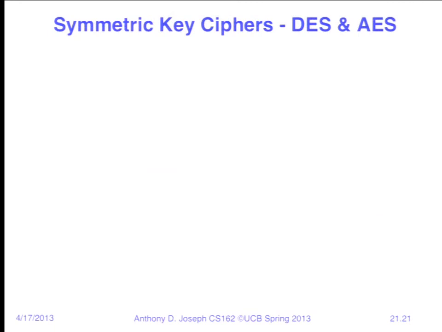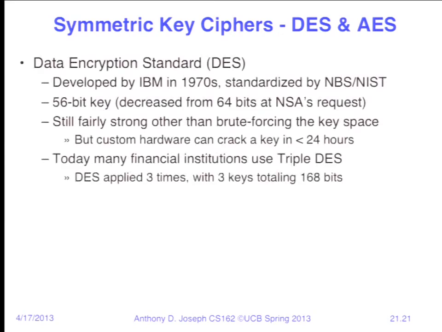Of all of the algorithms out there, the most common one is the Data Encryption Standard. It was developed by IBM in the 1970s and standardized by the then National Bureau of Standards, which is now known as NIST, the National Institute of Standards and Technology. It uses a 56-bit key. That was reduced from a 64-bit key at the NSA's request. Conspiracy theorists can put on their tinfoil hats and wonder why. But it still is a very strong algorithm, other than brute forcing.